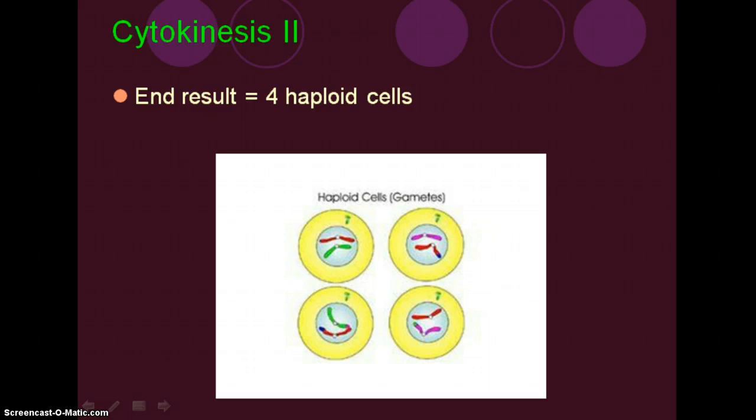These 4 haploid cells are called gametes, and that word you will see come up again. It's something that you need to make sure you know goes with meiosis, and that's the egg and the sperm cells.